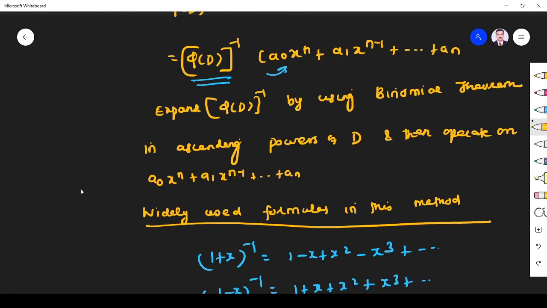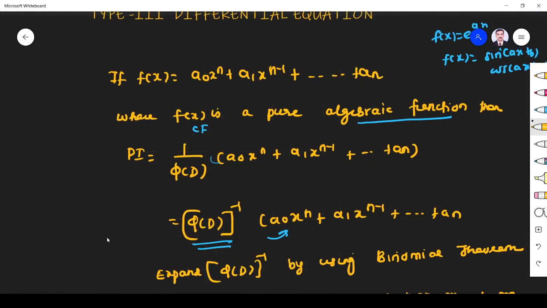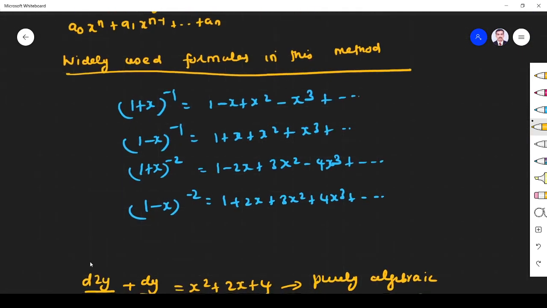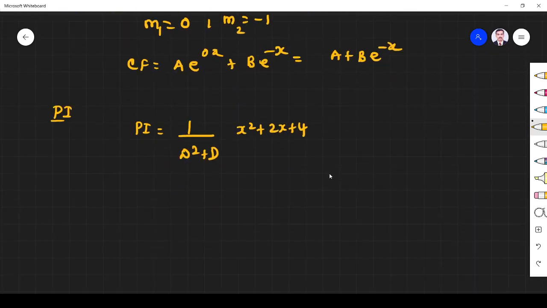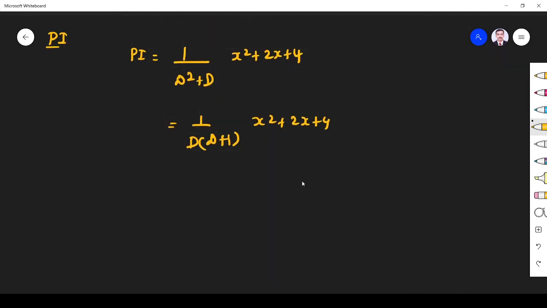So first I have to write 1 by phi of D, where phi of D is from the given problem, and f of x. You see, that is our f of x, an algebraic function. Then what we have to do? We take D outside. First we have to find the inverse. So let us see how I am going to do it. 1 by D into (D plus 1) into x squared plus 2x plus 4. This I can write as 1 by D, and the (1 plus D) I bring to the numerator, so it becomes (1 plus D) inverse times x squared plus 2x plus 4.